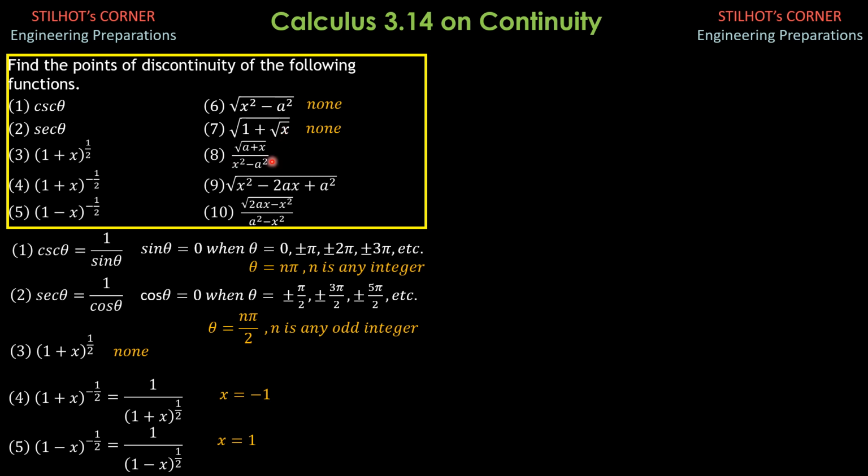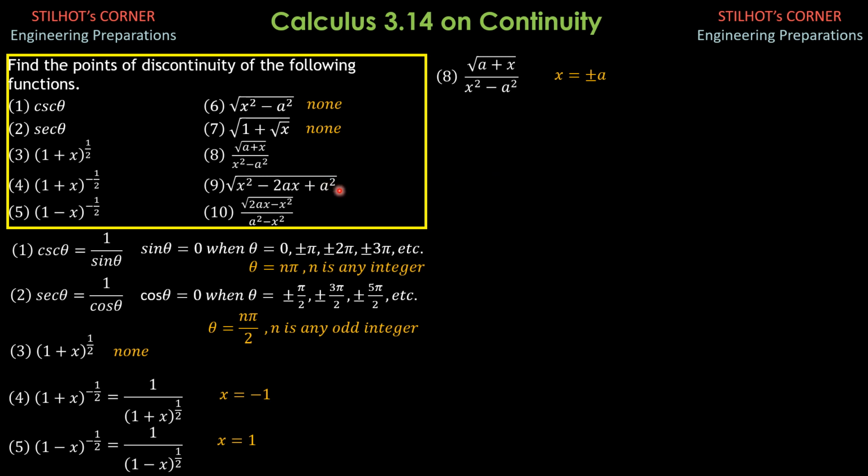This one has a denominator, which is x squared minus a squared, which can be factored into x minus a, x plus a. So therefore, the points of discontinuity would be those where the denominator is 0, plus minus a. You may factor this as x minus a and x plus a. So the roots are x is plus minus a.